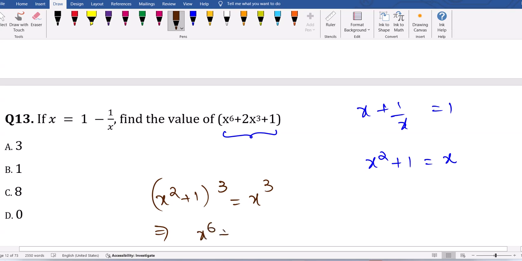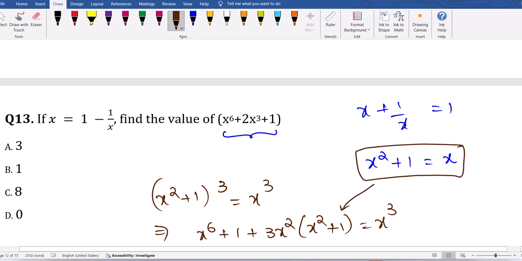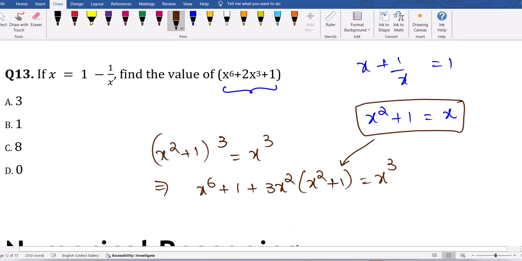A cube plus b cube plus 3a square b plus 3ab square, or else in fact, instead of that we have other stuff, 3ab into a plus b. So a cube plus b cube plus 3ab into a plus b. Here x square plus 1 is actually x, you can put that in this expression, then you can find it, it's equal to 0. Answer is 0.